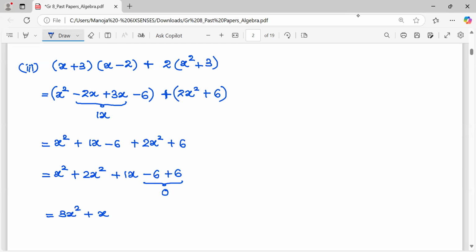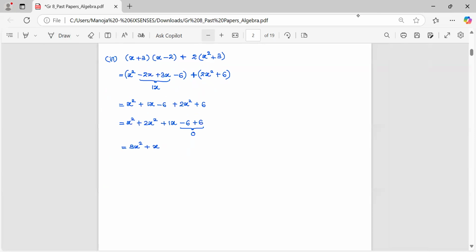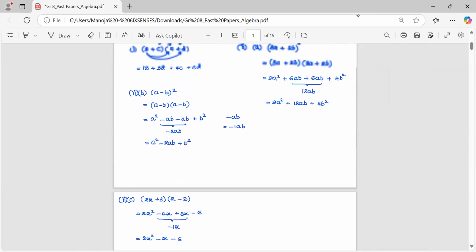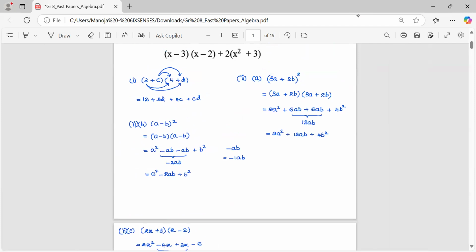Now I'm moving to the second part. 2 times x squared, 2x squared. 2 times 3, 6. So then I simplified the bracket: x squared plus 1x minus 6, and sorry, plus 2x and plus 6. And then I wrote the like terms closely. x squared plus 2x squared is 3x squared, and I have only 1x. And then negative 6 and positive 6 is 0, right? Now you can see how I make it smaller. So this is my answer script for this question, right?